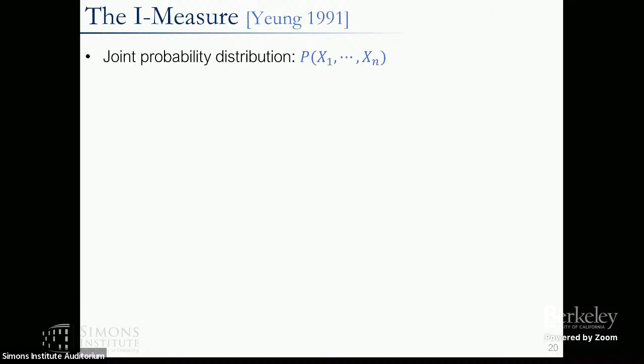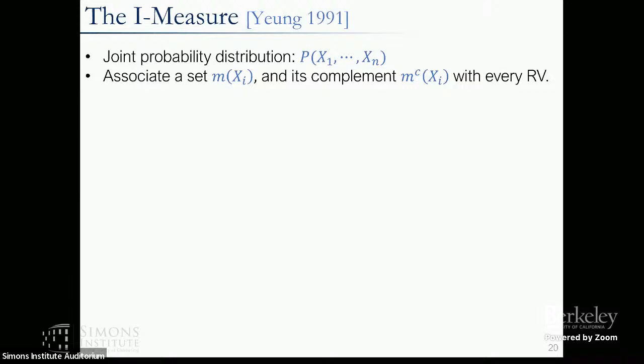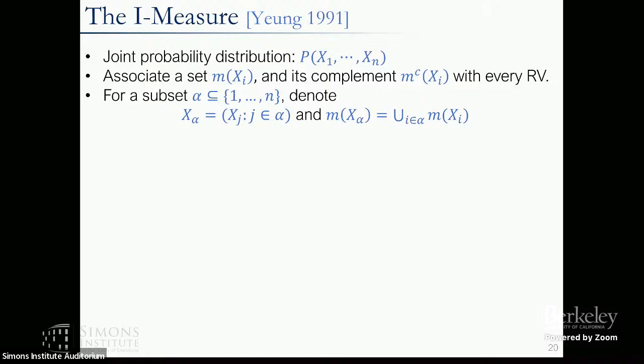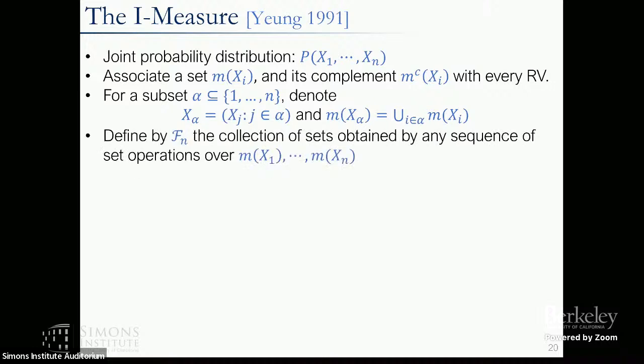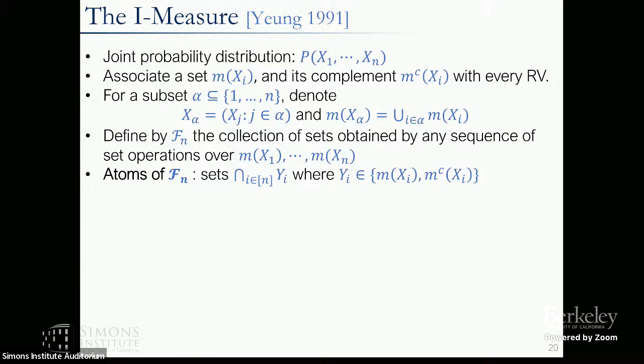Okay, so we have a joint probability distribution. We associate a set that we call M of xi with every random variable, and we have the complement set, MC of xi. Again, we have the joint random variable x alpha, and we denote by M of x alpha the union of the sets in the indices of alpha. F of n is simply the collection of sets that is obtained by any sequence of set theoretic operations over these sets: intersection, union, complement. The atoms of Fn are simply the intersection of all of the yi's over all of the random variables, where yi is either the set associated with xi or its complement.